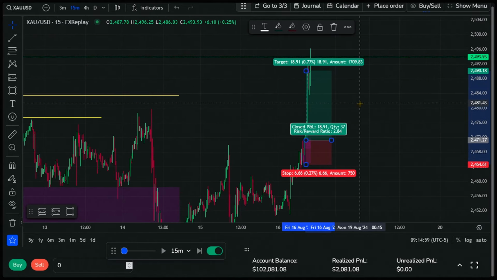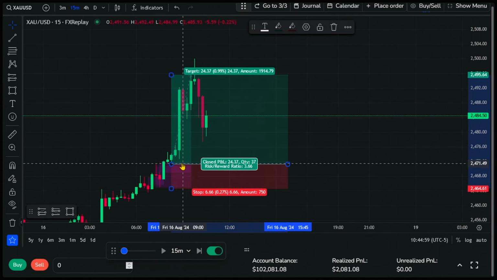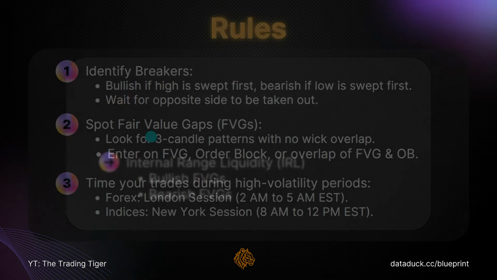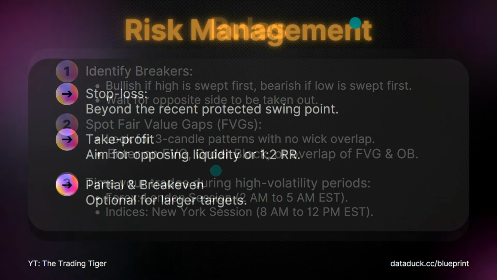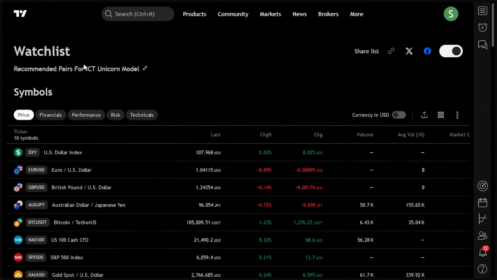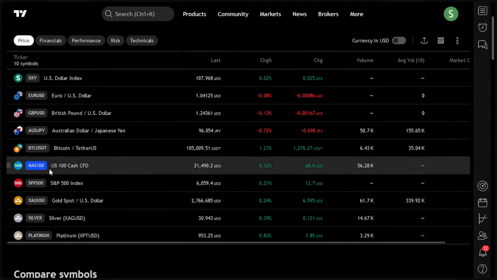These setups are mechanical, repeatable, and require zero guesswork. Once you see it in action, you'll realize how powerful this strategy can be. Here's the strategy in a nutshell. Start by finding the higher time frame bias using breaker blocks and fair value gaps. Then, line up your trades with kill zones and keep an eye on the economic calendar for timing. Enter at the breaker high or low, set your stop at the opposite end, and aim for a 2R target. This works on all assets, but I've found it especially powerful on indices like the NASDAQ and S&P 500, and metals like gold and silver.